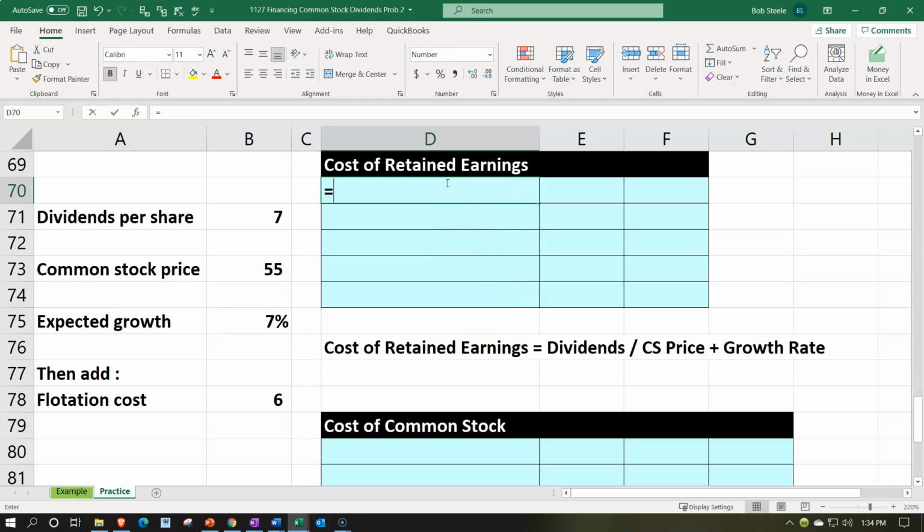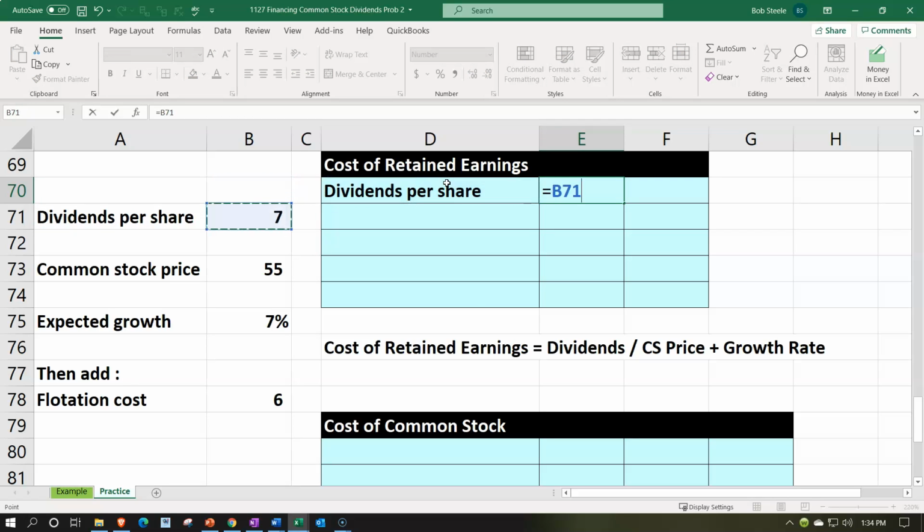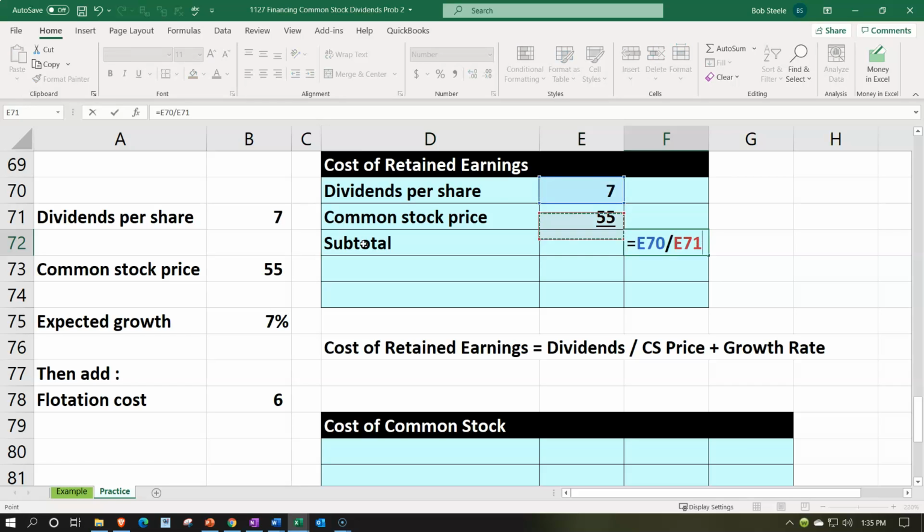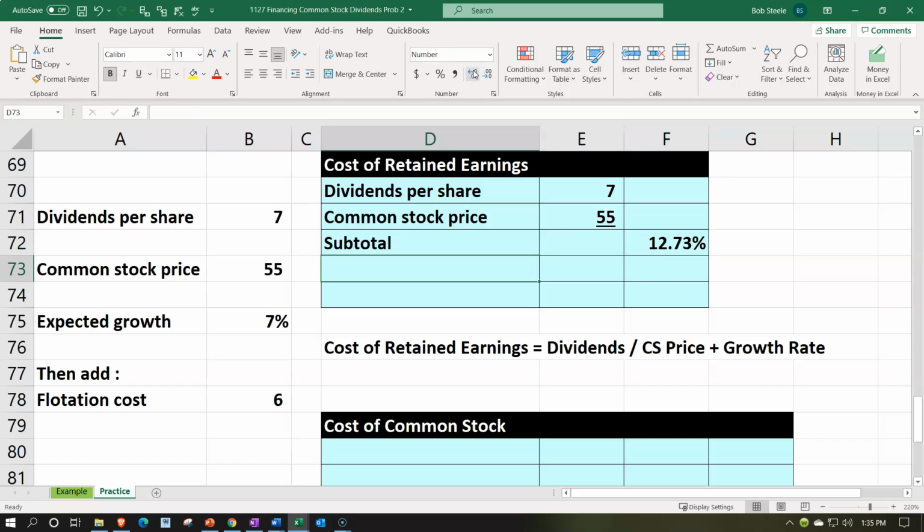So we have the dividends, cost of retained earnings, not including the flotation. Dividends, that's how much it's going to cost. It's annual. That's the $7 we've determined this time. And then the common stock price, that's how much we're going to get per share, 55. Underlining that, font group, underline, and that's going to give us a subtotal equal to the 7 divided by the 55. Need to make that a percent so we can see what's going on. Number group percent, let's add a couple decimals. We're looking at 12.73.